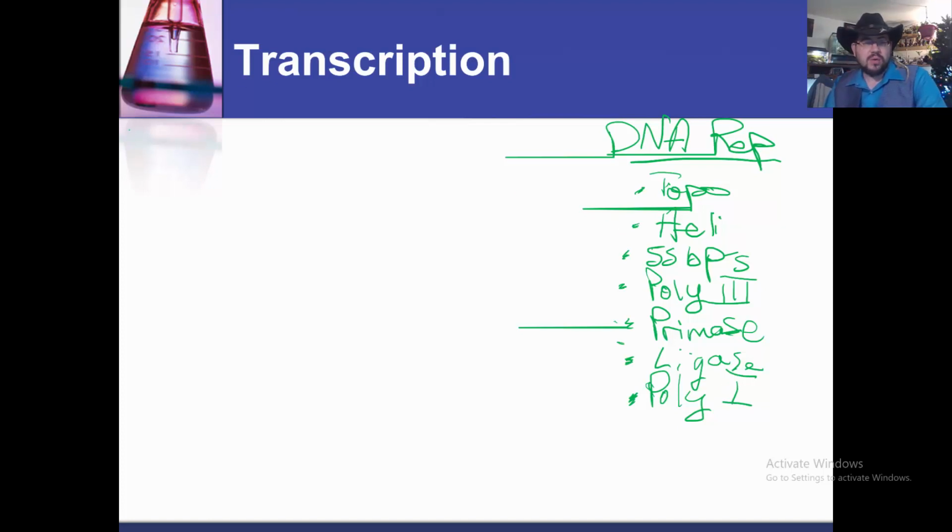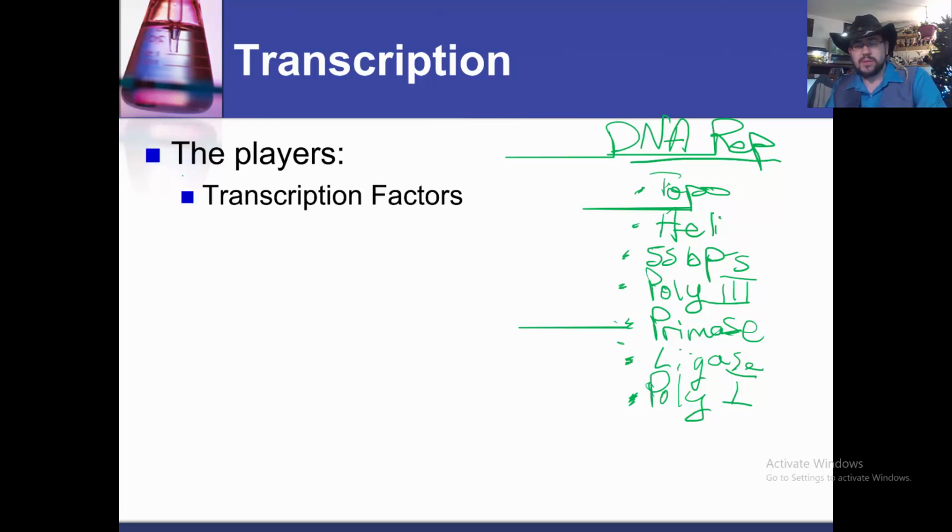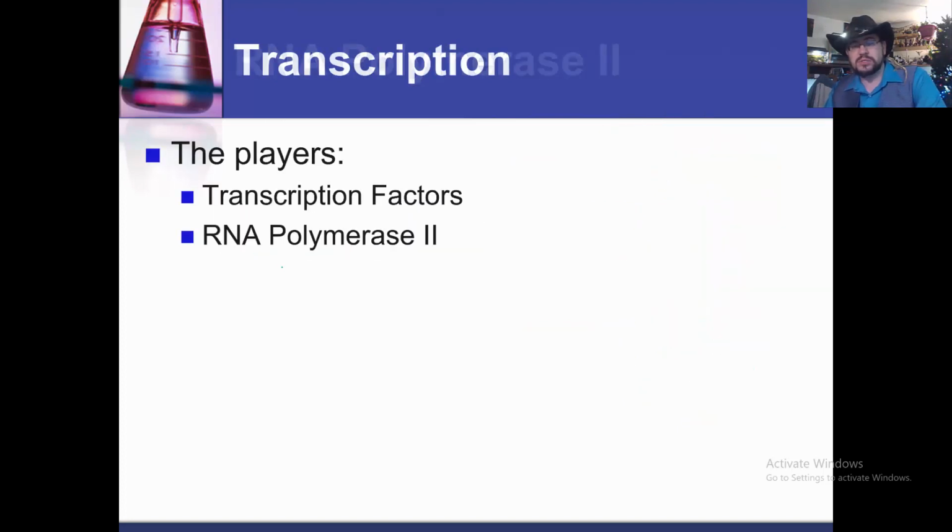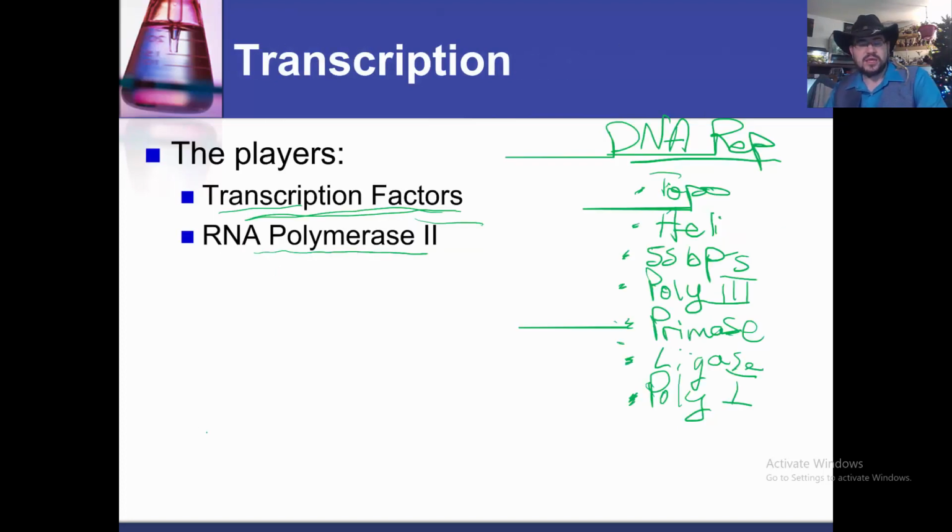So now we're trying to take a gene and convert it from DNA to RNA. How complicated is that going to be? We've got transcription factors, present in eukaryotes only. And we've got RNA polymerase II. Let's see how many more we have. Oh, that's it. That's it, folks. It's just transcription factors and RNA polymerase II.